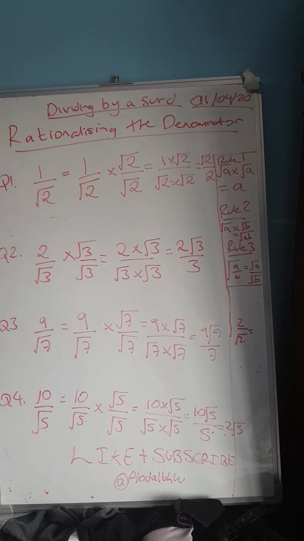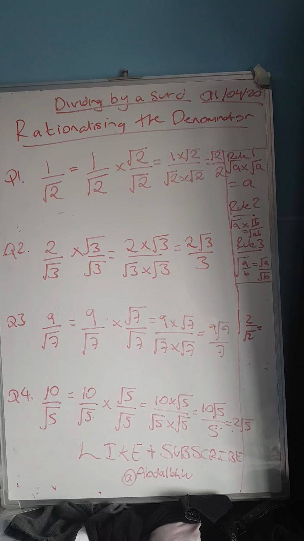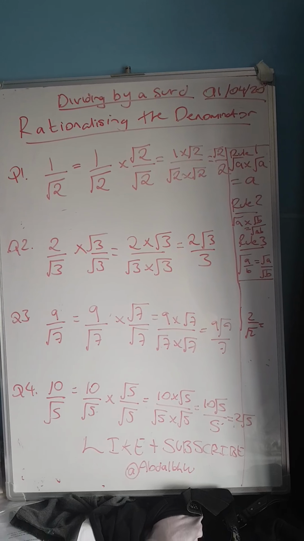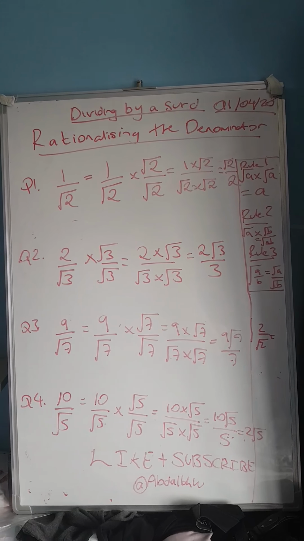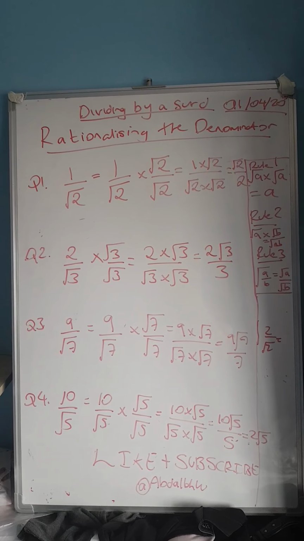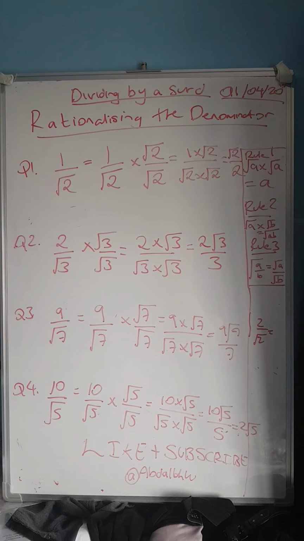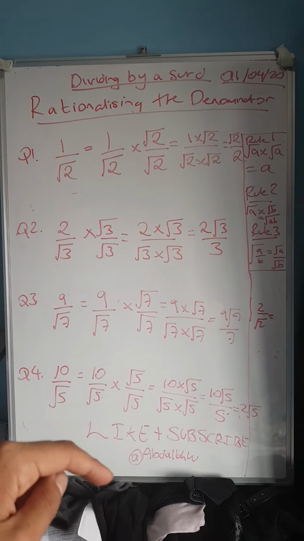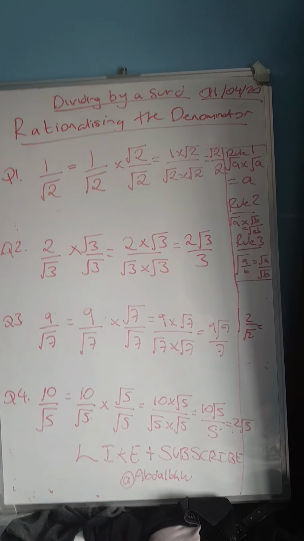And then lastly, guys, rationalize 10 over root 5. So you multiply by root 5 over root 5, which will give me 10 root 5 over 5, which simplifies to 2 root 5.